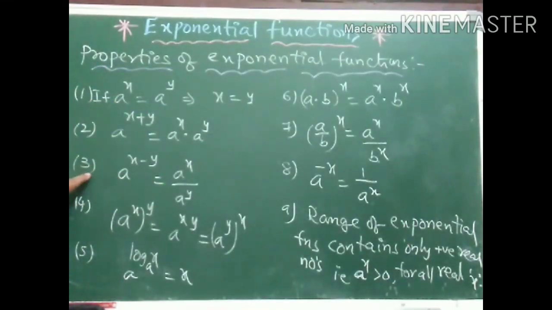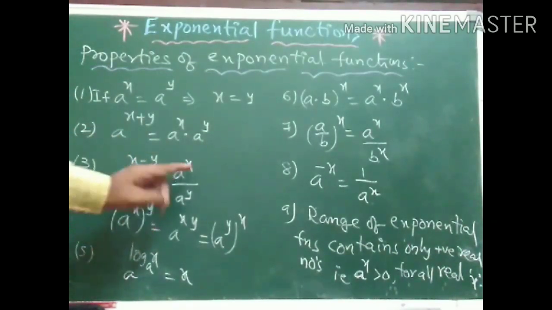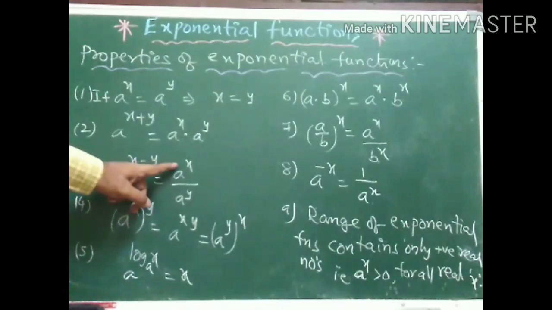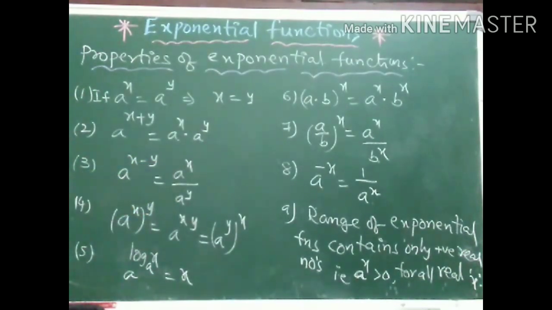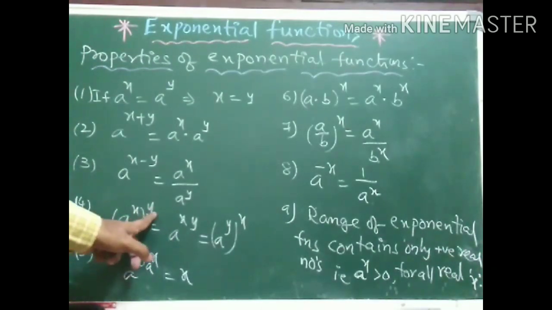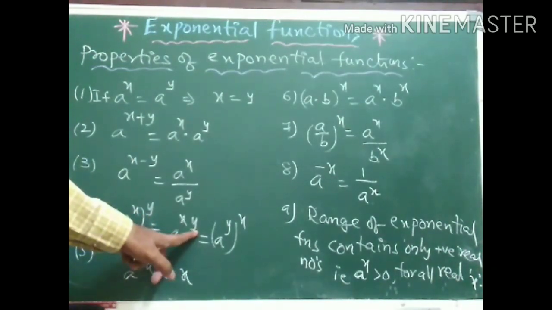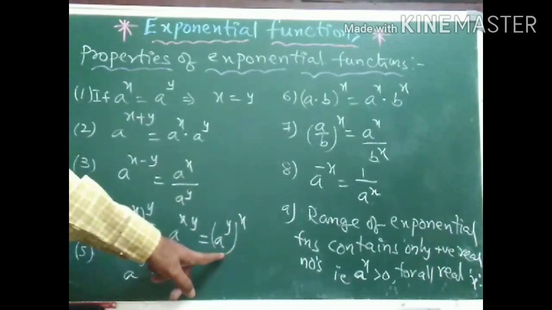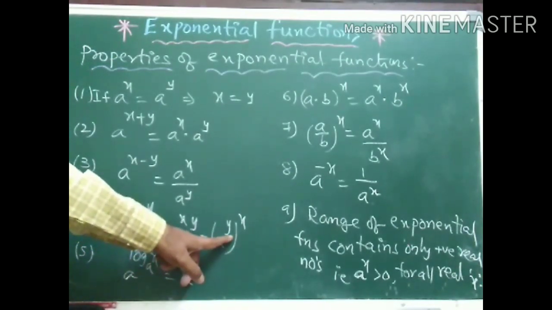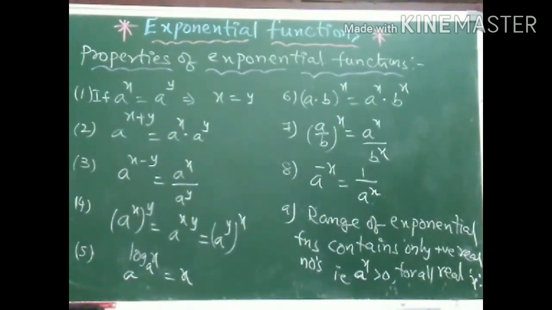And similarly, the third one: a to the power of x minus y can be written as a power x by a power y. And the fourth one, which is very, very important: a to the power of x whole to the power of y is equal to a to the power of x into y, xy. We can also write it as a to the power of y whole to the power of x.